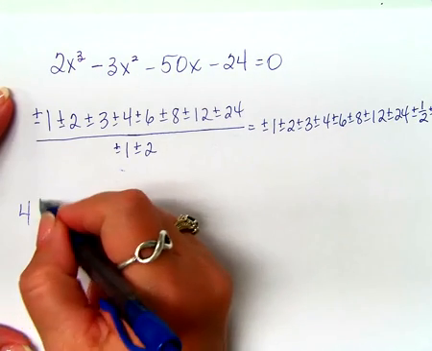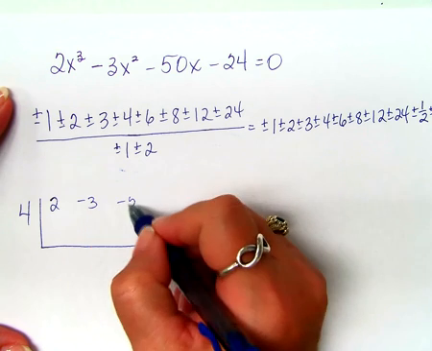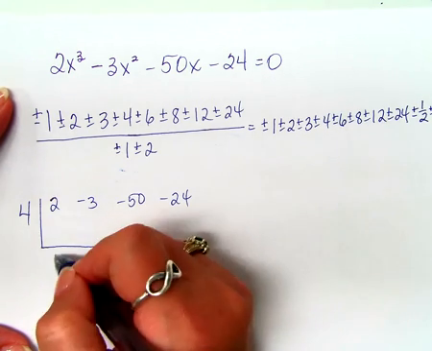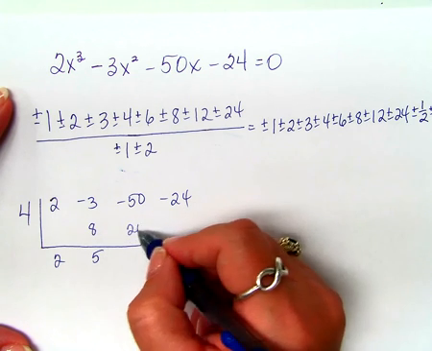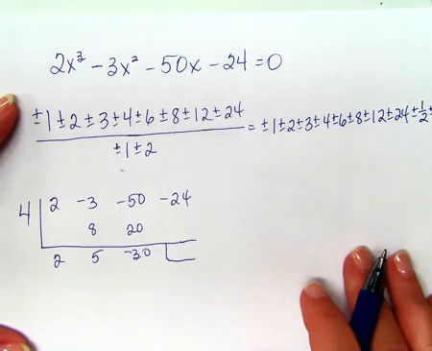Positive 4, okay. 2, negative 3, negative 50, negative 24. 2, 8, 5, 20, 30. I'm going to stop. Are you okay with that? Okay. Oh, this is negative 30. Sorry, let me fix that.